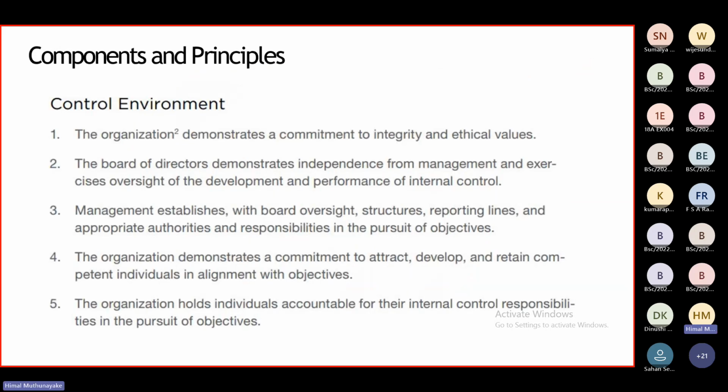So when it comes to the COSO framework, as I told you, there are 3 objectives to achieve. To achieve these 3 objectives, you need to have 5 components. For each of these components, there are 17 principles you need to follow.